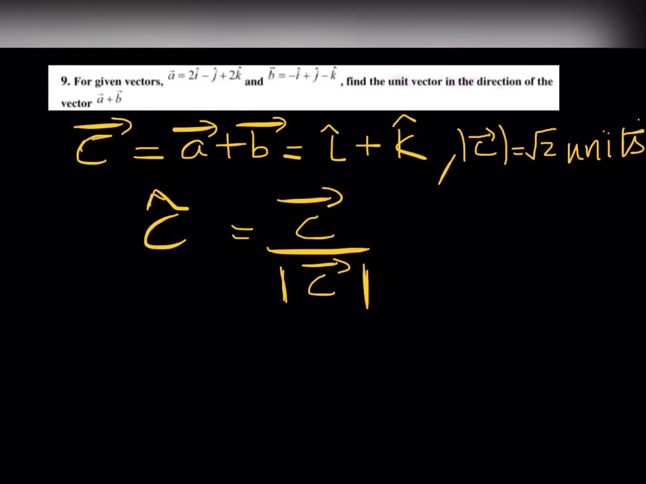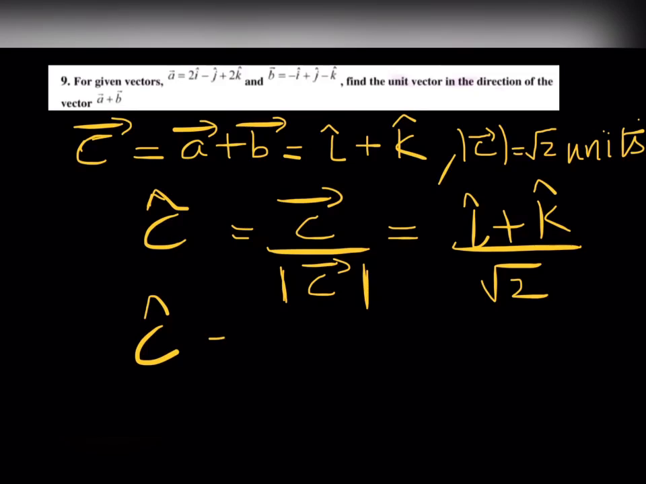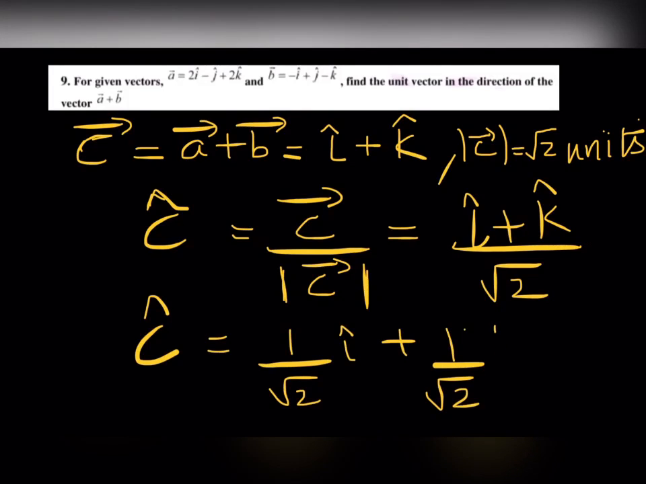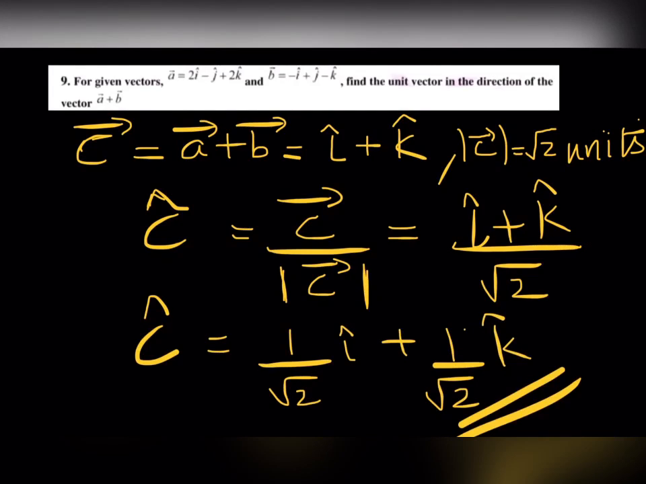So now on applying the formula, C cap, which is the unit vector in the direction of vector A plus vector B, is equal to vector C divided by magnitude of vector C, which is equal to i cap plus k cap divided by the magnitude, that is root 2. So C cap is equal to 1 by root 2 i cap plus 1 by root 2 k cap, which is the required unit vector in the direction of vector A plus vector B.